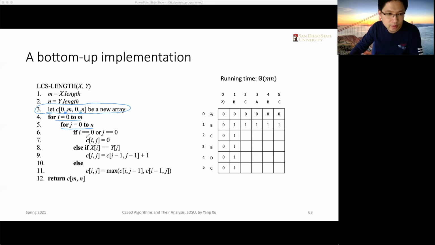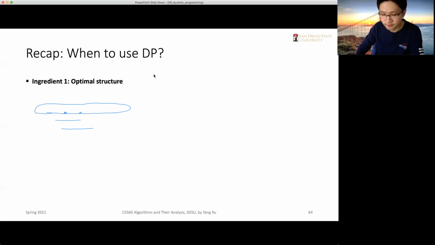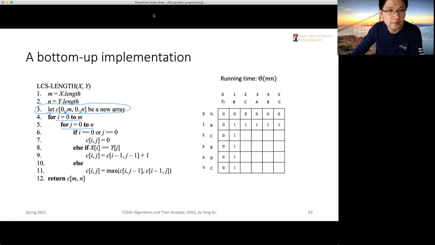Okay, so in the body of the for loop, we can find that if either one is 0, then the solution would be 0, because if you are trying to find the longest common subsequence between a 0 length sequence and whatever length the other one is, then the common part must be 0. So the 0 is for sure here.